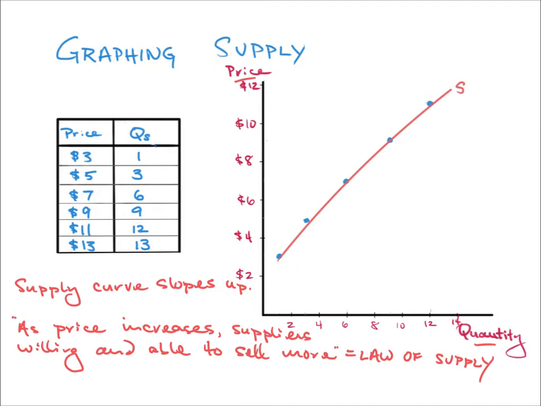I feel like this is something that should be easy to accept. If you are a potential supplier, the more you are being offered for the good, number one, the more likely you are to find it attractive to sell, more incentive you have to sell. Number two, the more likely it is that you are able to sell it, like cover your costs and sell it. So willing and able to sell more. This is known as the law of supply.